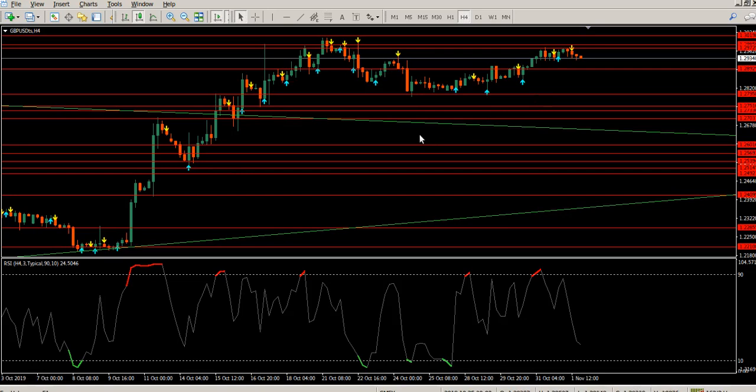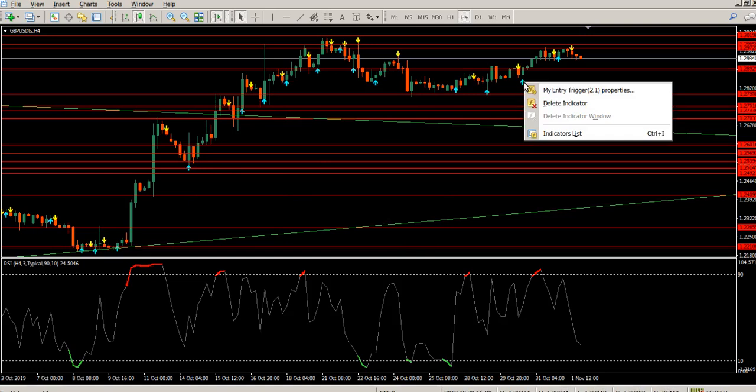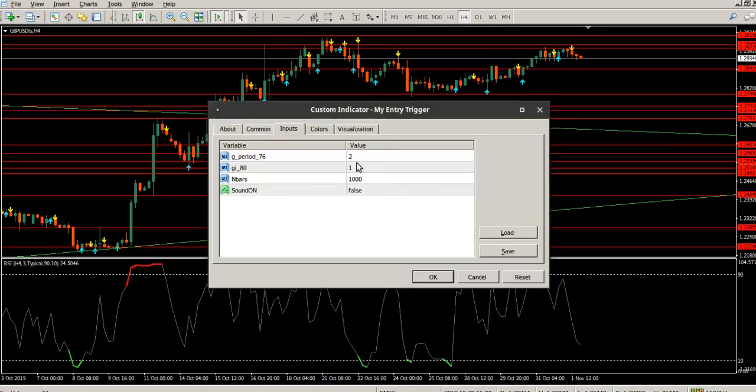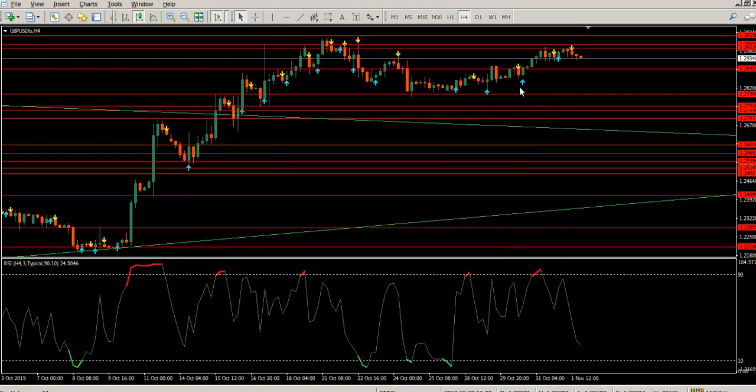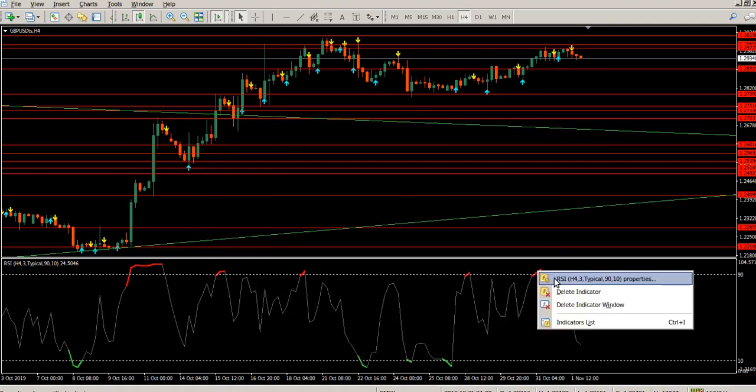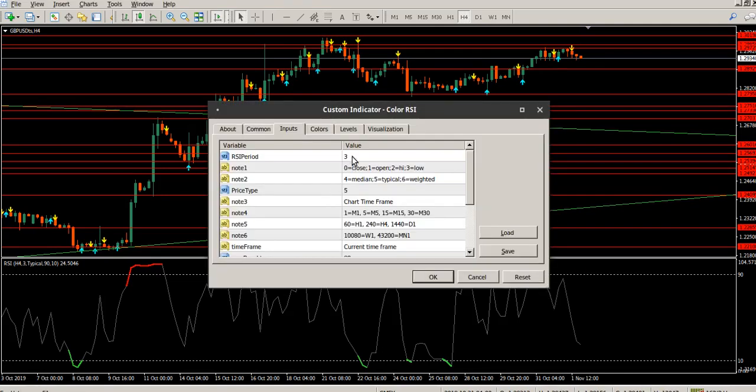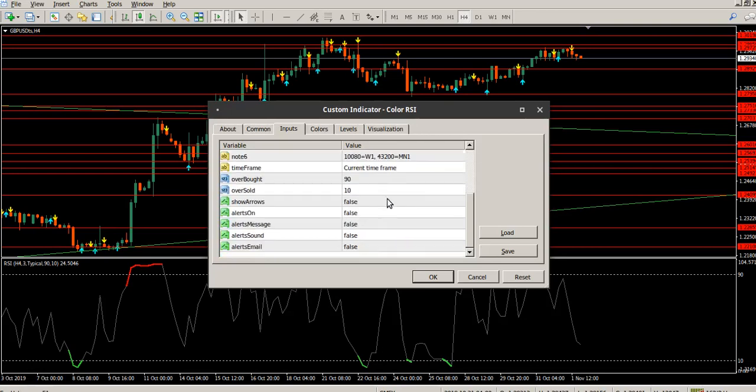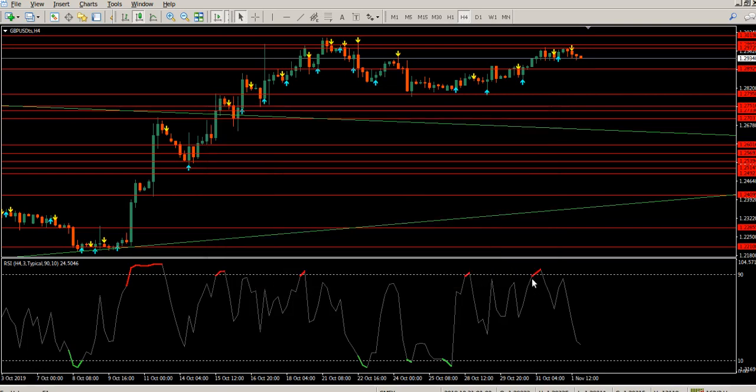It really does. So I've got that, and then this little indicator here, these arrows, is called my entry trigger, and these are the settings. Let's see if I can post the indicator somewhere so you guys can download it. And then this is the color RSI. I've got it set to very short, a 3 period RSI, set to a typical price, current time frame. Overbought is 90, oversold is 10.